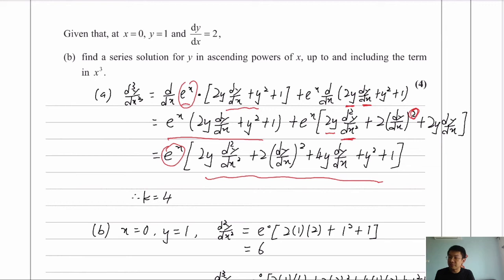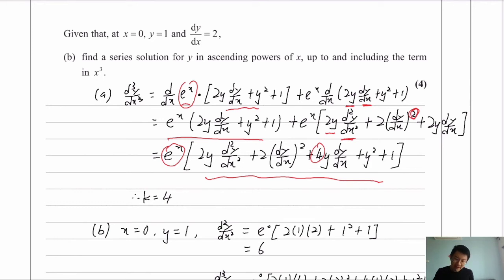They already give us the form that it should be expressed in. So if we compare what we have in the question and what we get here, k is equal to 4. So basically they are looking at this value here. This is our value for k.